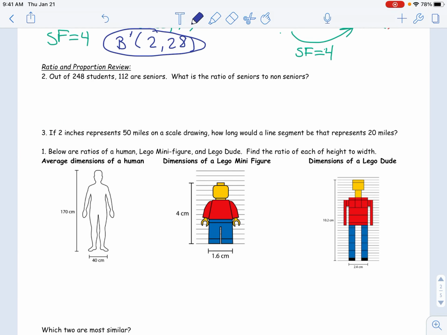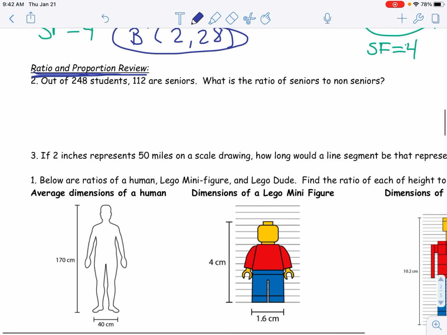All right, so we're going to take a quick break from what we were doing and talk about ratios and proportions, because this is going to be a huge punchline for the rest of the unit. Out of 248 students, 112 are seniors. What are the ratios of seniors to non-seniors?